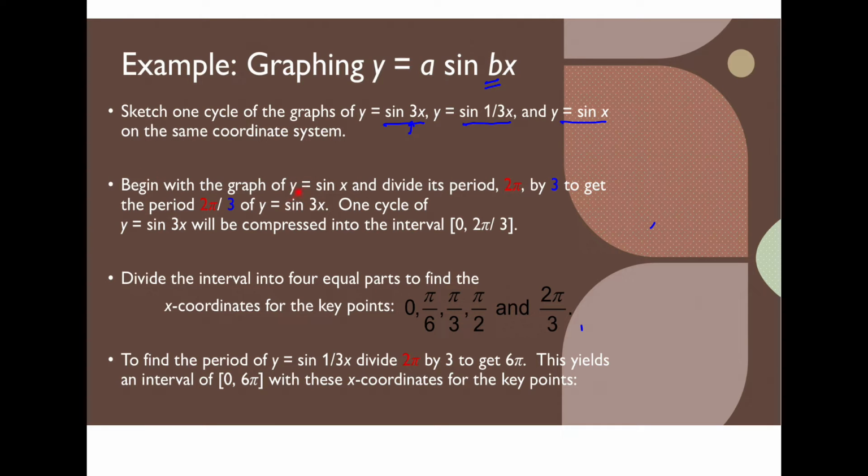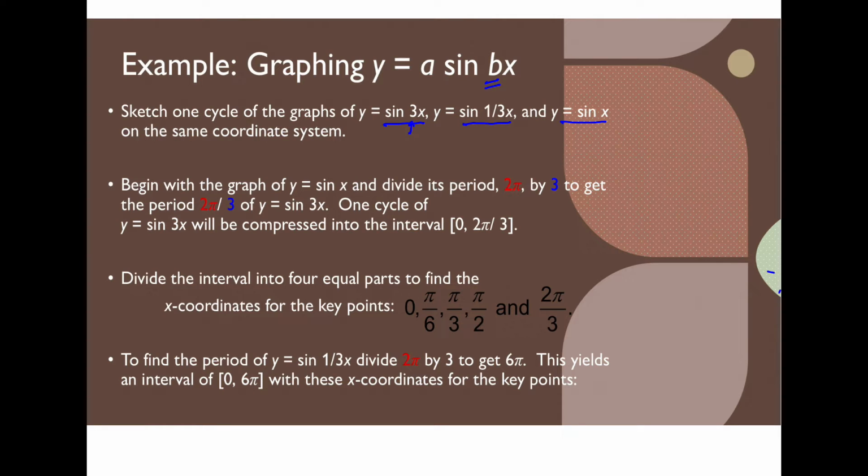Begin with the curve y equal to sine of x and divide the period. Remember, the period of both sine and cosine is 2 pi. We're going to divide that by 3 to get our new period, 2 pi over 3. That's our period for y equal to sine 3x. One cycle of y equals sine of 3x will be compressed. So notice we multiplied it by 3, and it compressed it into a smaller interval going from 0 to 2 pi over 3.